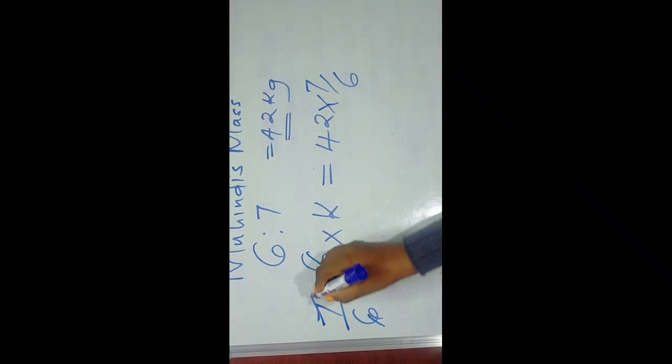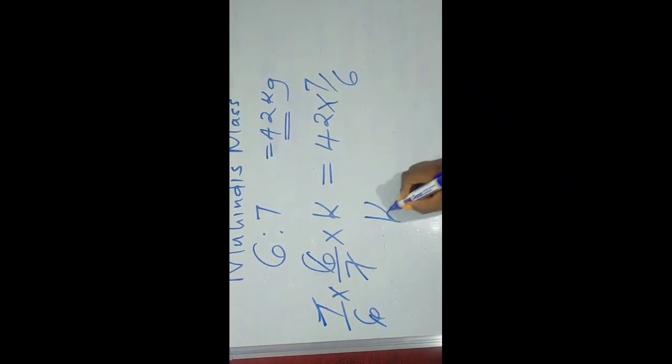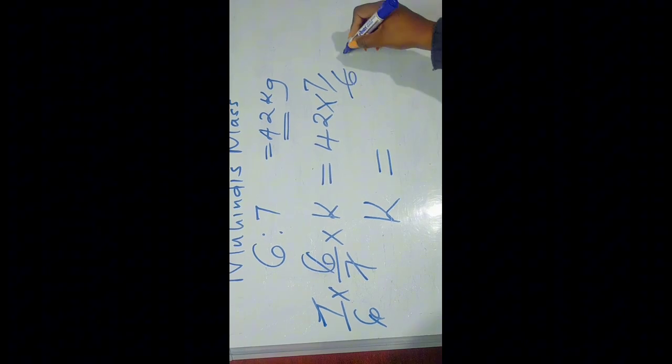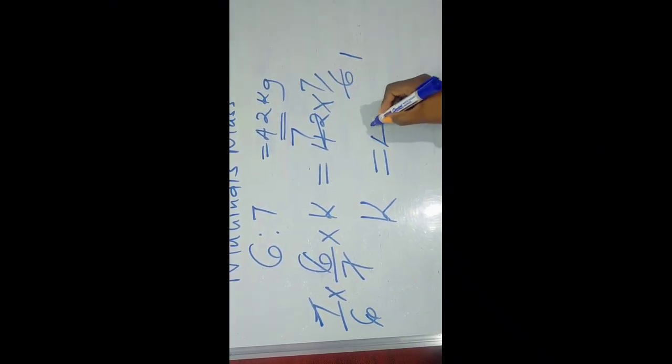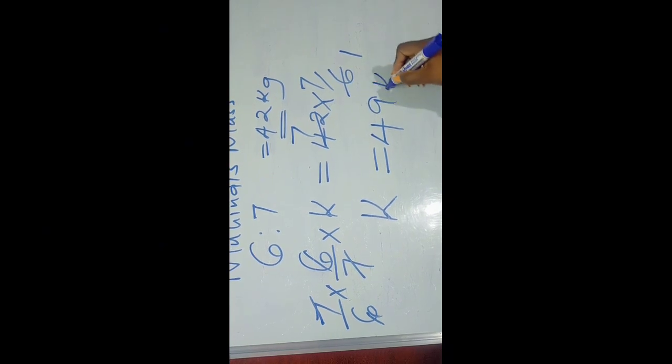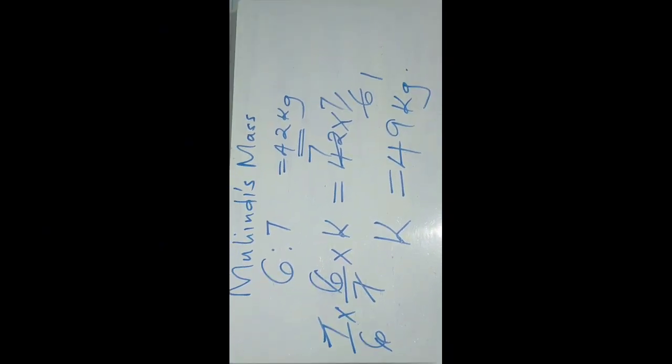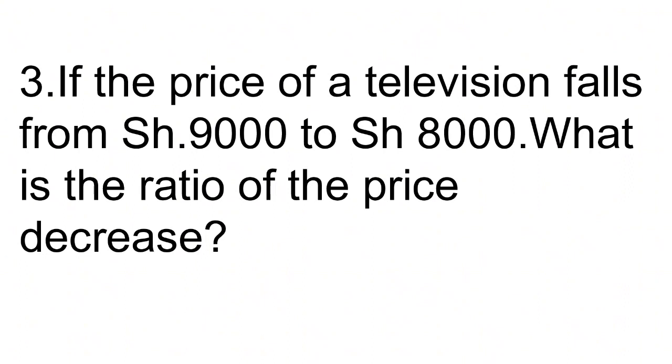So that this one cancels out. Then we have K is equal to 1 by 6, 7 times 7, which is 49 kilograms. Now some more examples. The price of a television falls from 9,000 shillings to 8,000 shillings. What is the ratio of the price decrease?